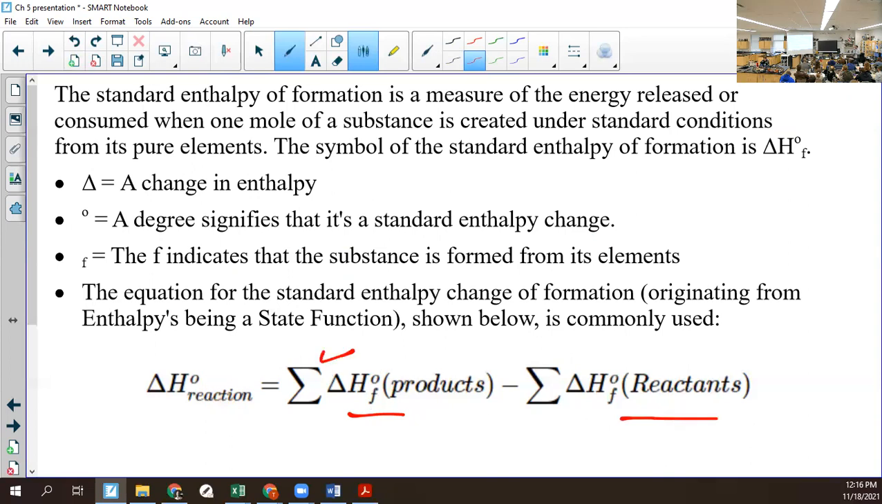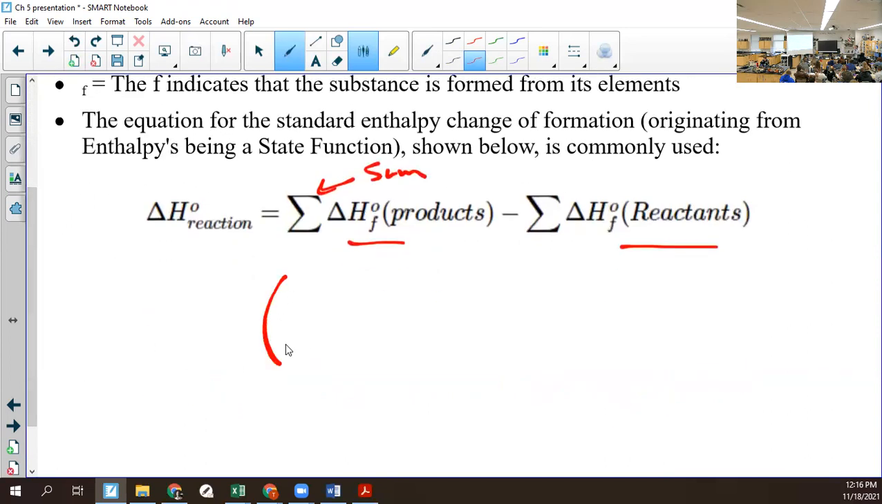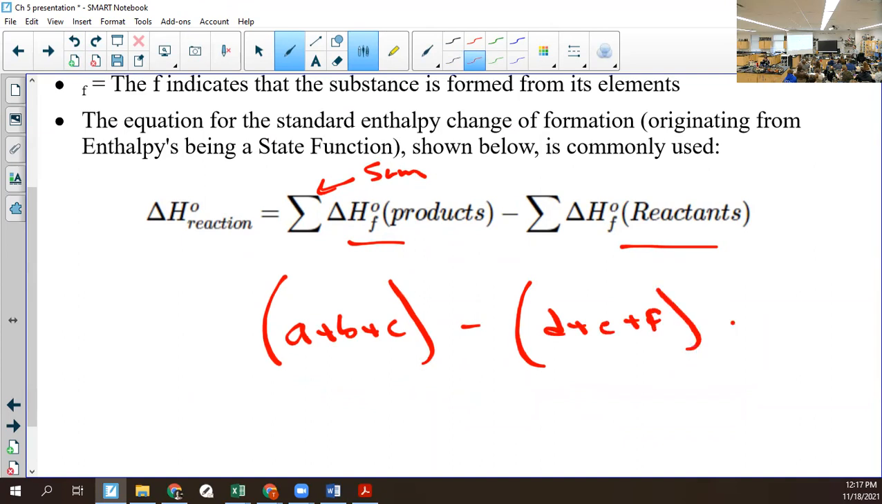Okay, this right here means sum. It means that you're going to add a bunch of stuff, and then you're going to subtract a bunch of stuff. And that would be your answer. Sum means add, then you subtract. Well, you add and subtract. And it always has to be the products minus the reactants because delta means final minus initial.